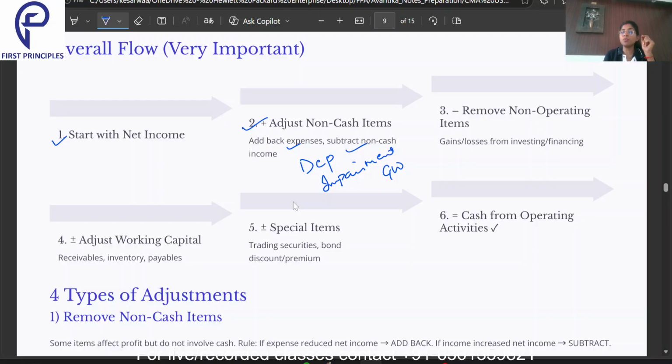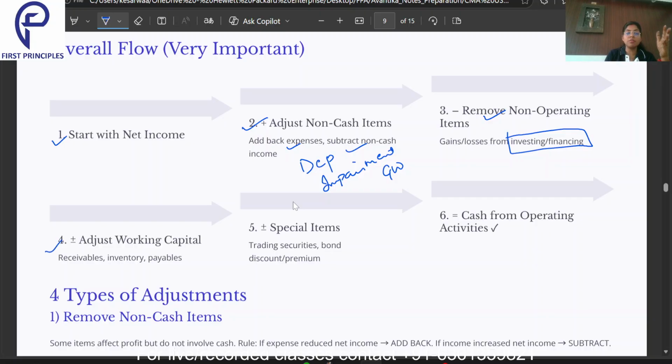Then we need to remove non-operating items. Non-operating items means if any investing or financing activity has been included. One of the examples, gain on sale of machinery. In that there is not an actual gain of cash which you are getting in, we are recording it on our books, that has to be removed. Then any other such financing activity which we have recorded, that we need to remove.